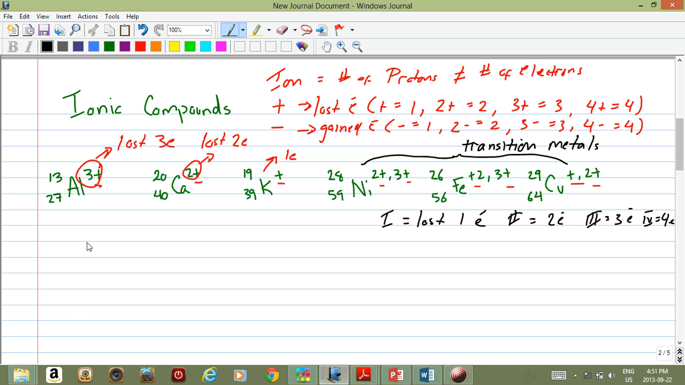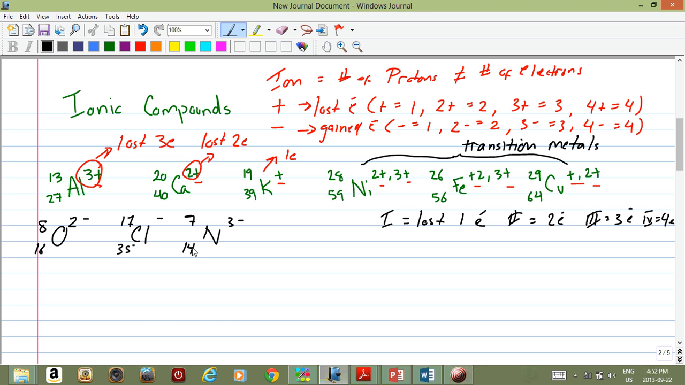So let's take a look at some of the elements that gain electrons. For instance, oxygen. Oxygen is the 8th element, has a mass number of 16, and it typically likes to gain 2 electrons. Chlorine is the 17th element, has a mass number of 35. It typically likes to gain 1 electron. And nitrogen typically wants to gain 3 electrons, and it's the 7th element.